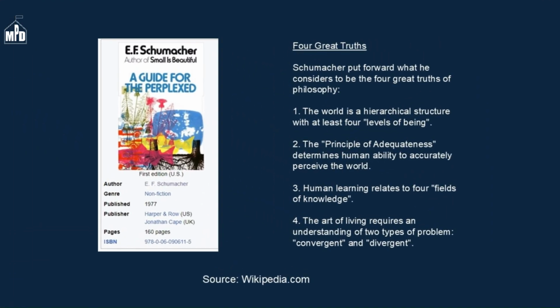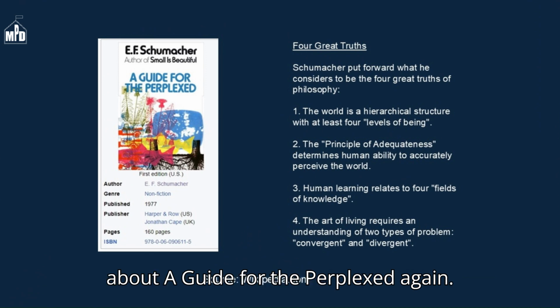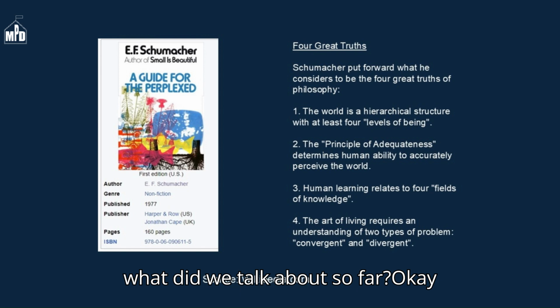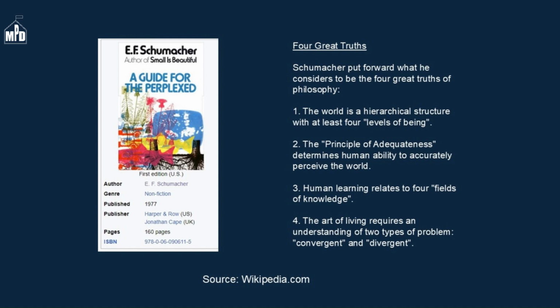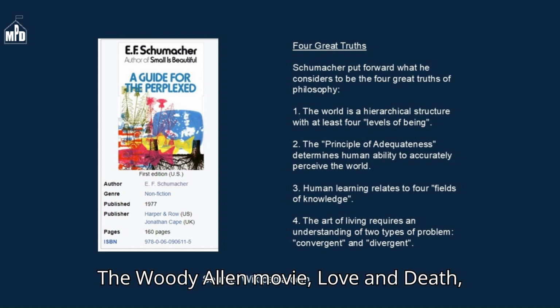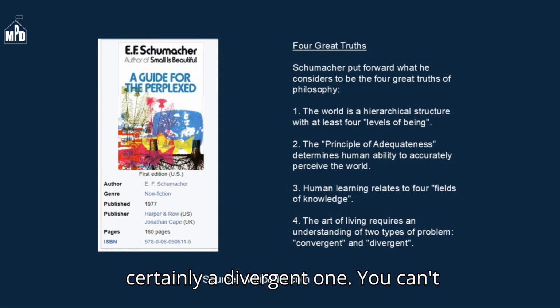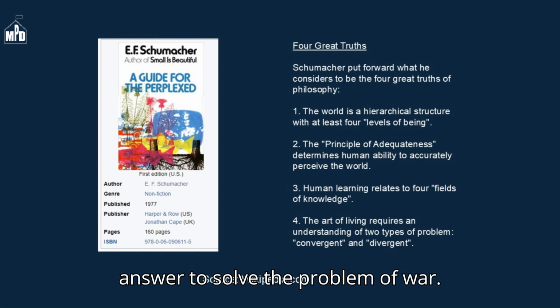All right, so we're going to wrap this up talking about A Guide for the Perplexed again. What did we talk about so far? First, we spent some time talking about convergent and divergent problems. The Woody Allen movie Love and Death shows us why our approaches to war are certainly a divergent one. We can't really come up with a complete answer to solve the problem of war.